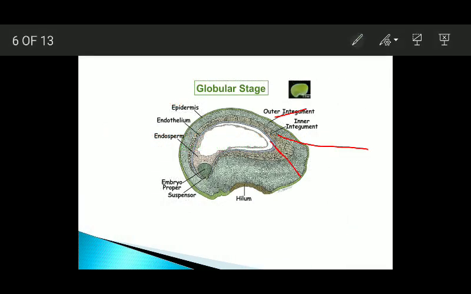Here you can see this is the outer integument, this is the inner integument, and the innermost layer of the inner integument gives nutritive supplement to the developing embryo sac. It assumes the nutritive function, and because it provides nourishment to the developing embryo sac, this is known as integumentary tapetum. Integumentary tapetum means integumentary nutritive tissue.